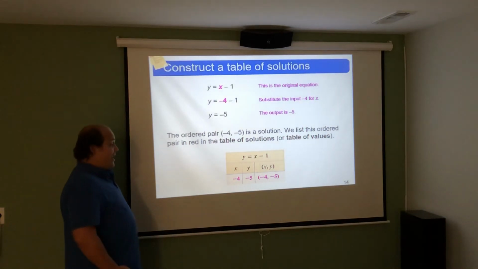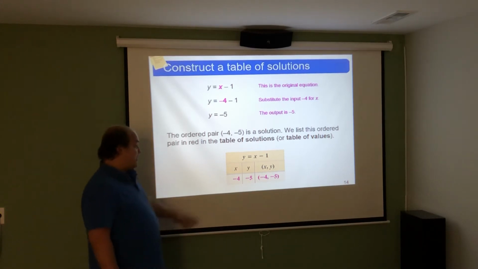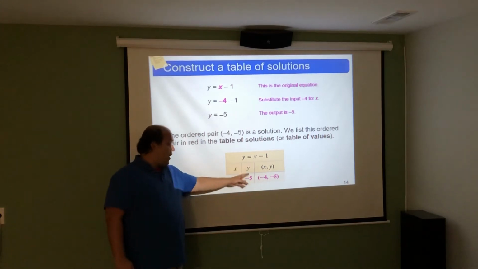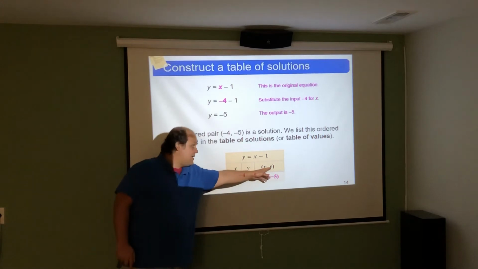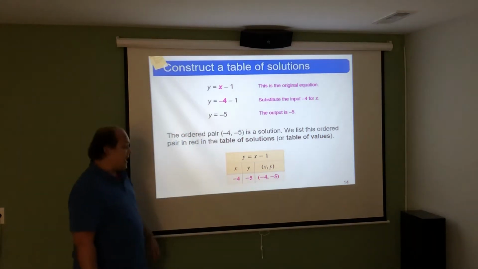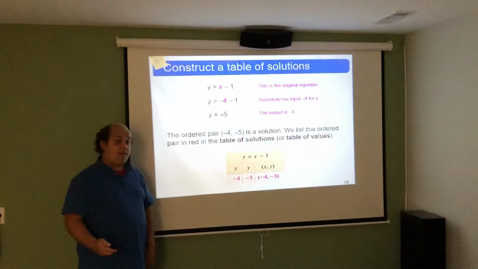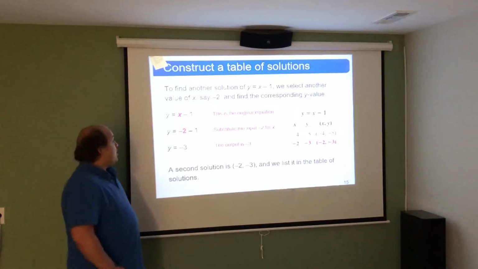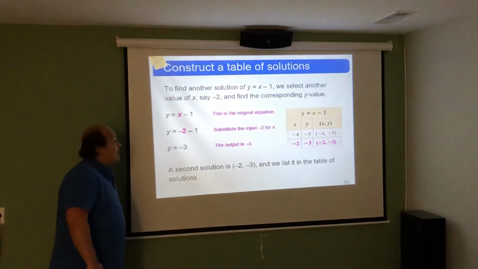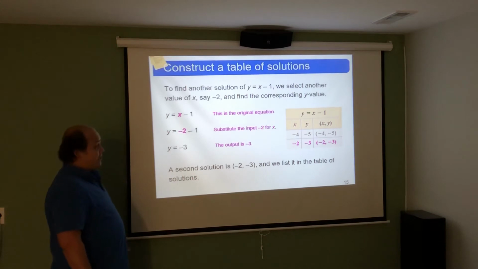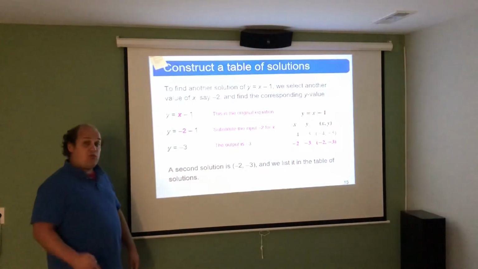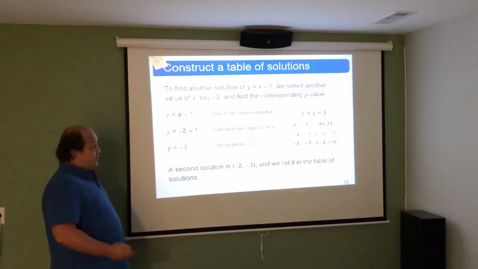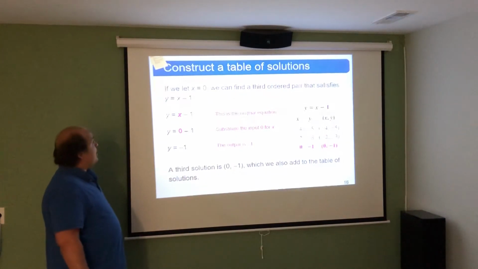This is showing why -4, -5 would work for our y equals x minus 1. So we can put in our table of solutions, the x-coordinate is -4, the y-coordinate is -5, and as an ordered pair, it would be (-4, -5). Using that same method, we can plug in -2 for x and get back a y of -3, meaning we now have a second point, (-2, -3), that also is a solution to this equation.